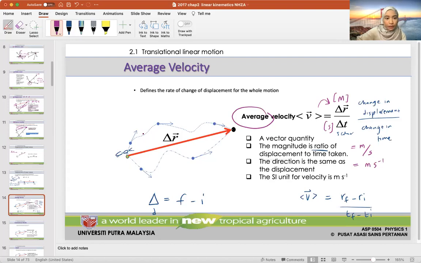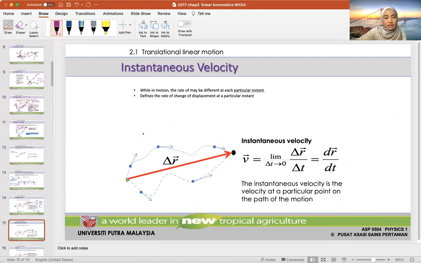So why do we need to know about average? Because there's another term to this one. It's called instantaneous. Tadi kita cakap average. Average tu average lah. Okay, so this is instantaneous. Apakah maksud instantaneous? It is in an instant, or in a second, or in a very short time. Instantaneous means something that happens in a very short time.